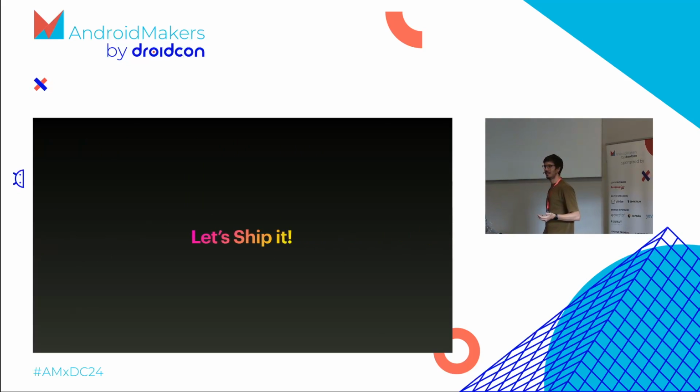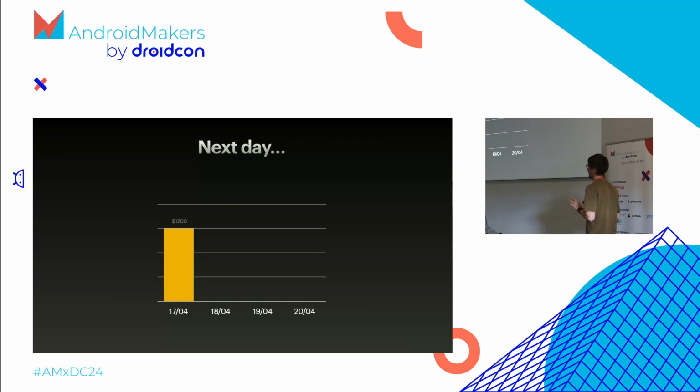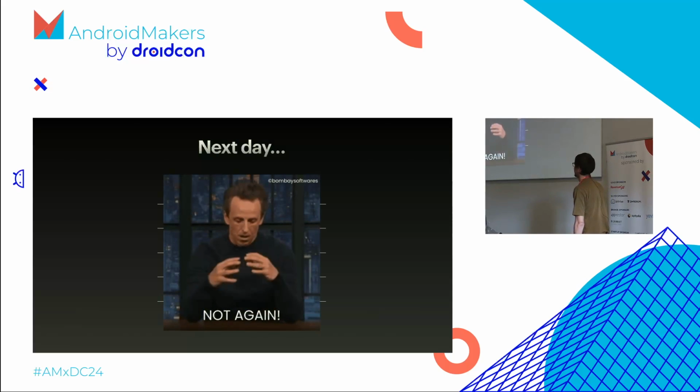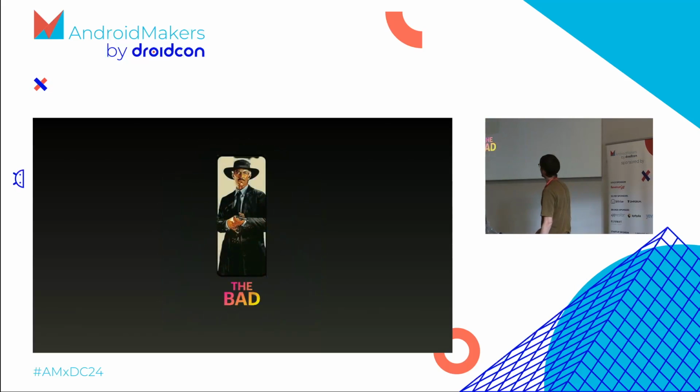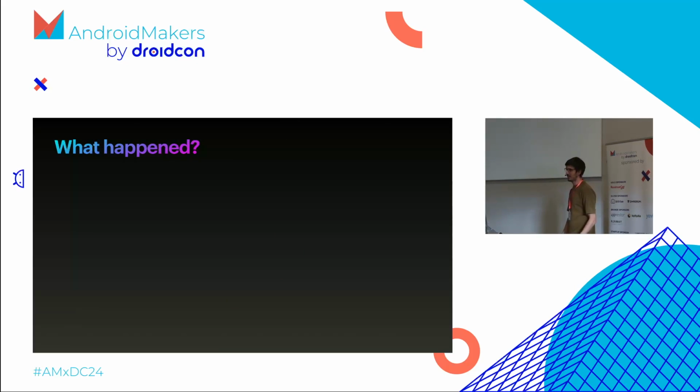Let's ship it again? Yeah? All right. Let's see. So yeah, that day was bad, but I think I managed to fix it. Not again. I present you the ugly way of implementing AI on Android. So again, what happened? The API key was stolen, and someone is using it for their benefit.